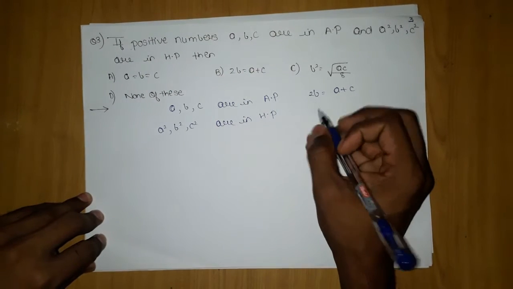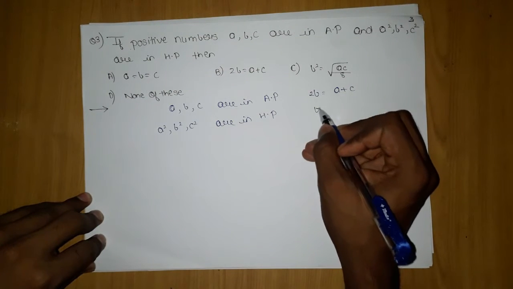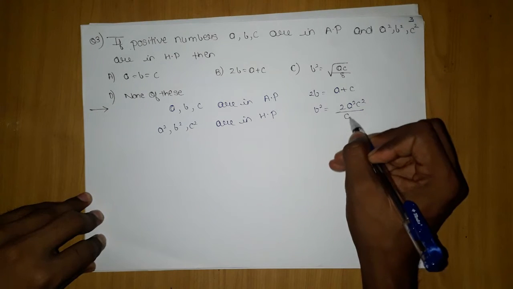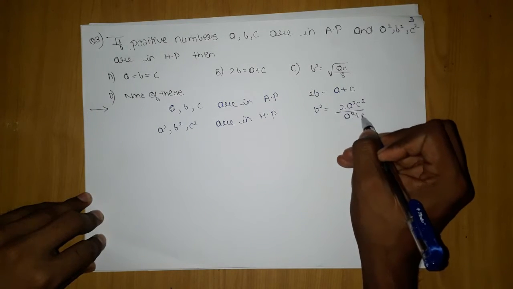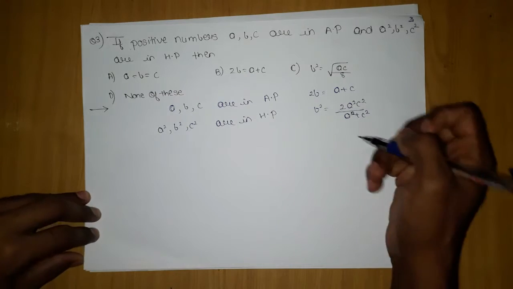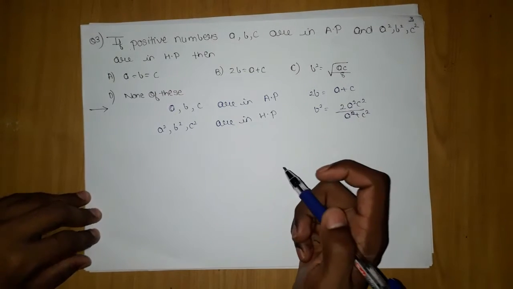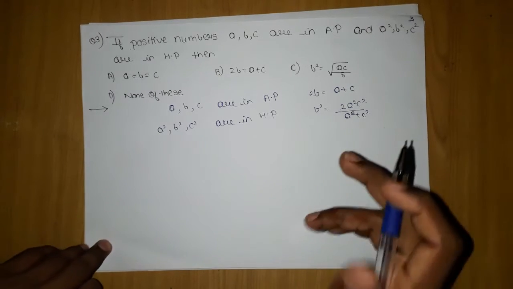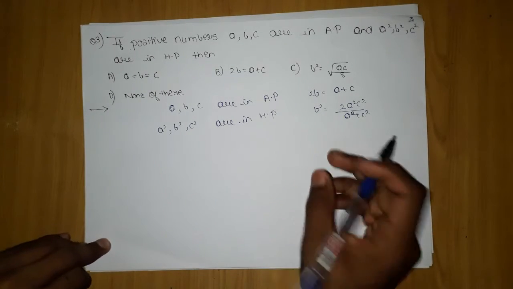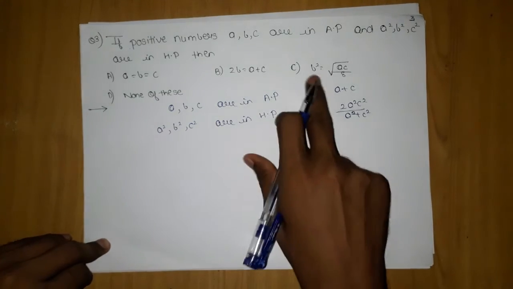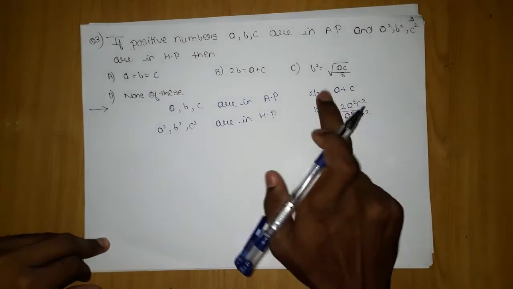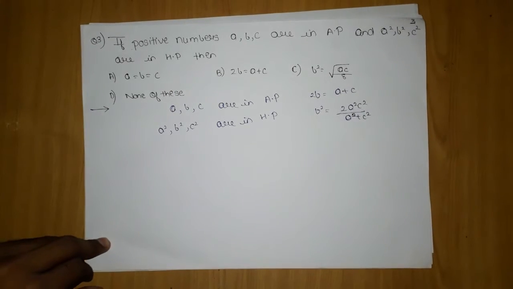So the second option: confirm b square should be equal to 2a square c square upon a square plus c square. Okay, very simple, just formula application. Now what we have to do, we can do one thing. We will try to create b square, then we will remove, then we will try to eliminate this.